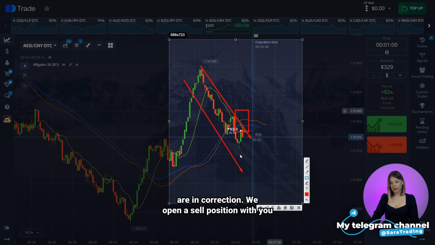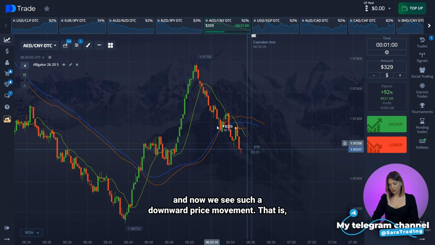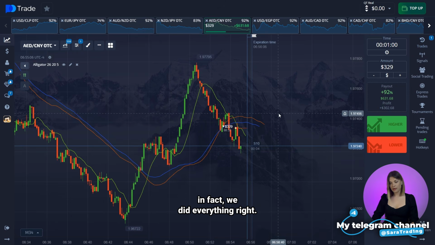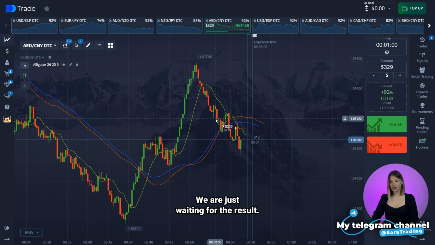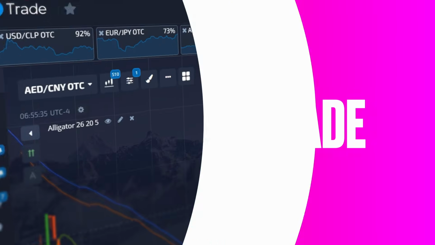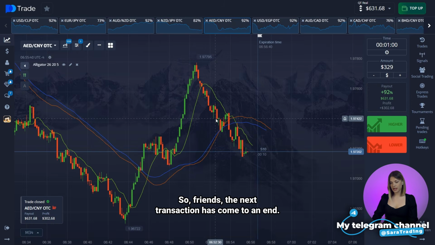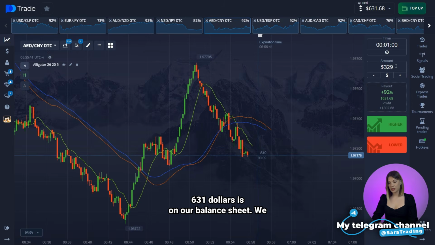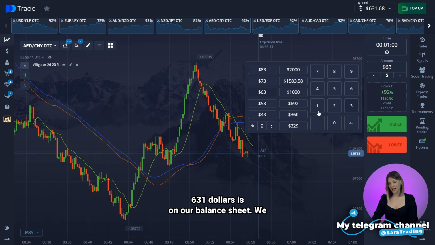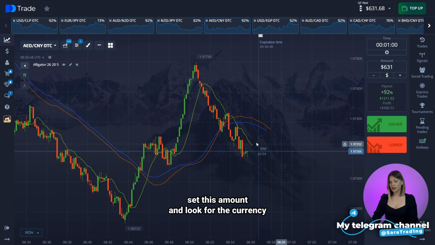We open a sell position with you. And now we see such a downward price movement. That is, in fact, we did everything right. We're just waiting for the result. So friend, the next transaction has come to an end. $631 is on our balance. We set this amount and look for the currency pair again.